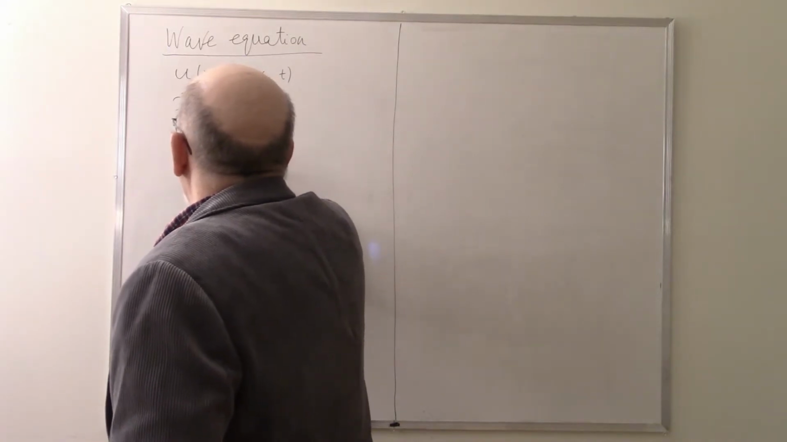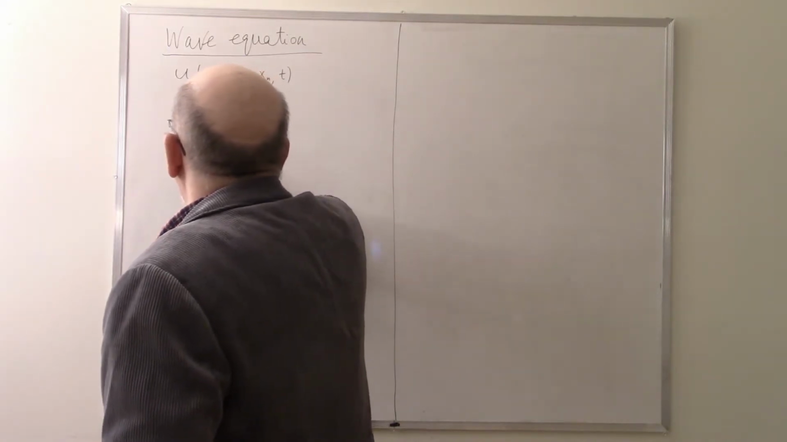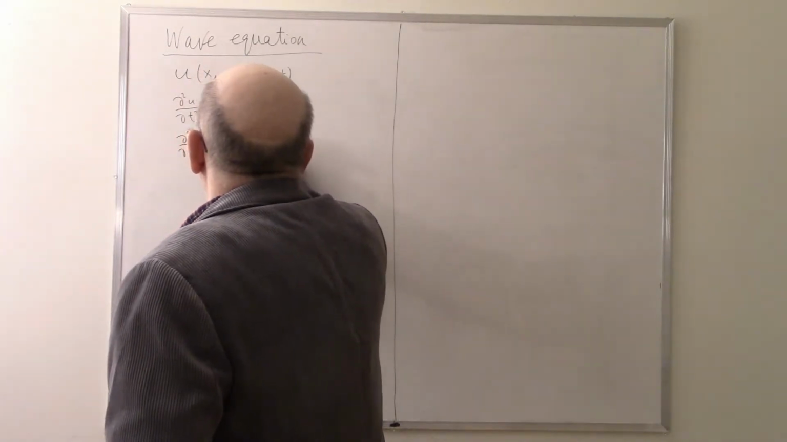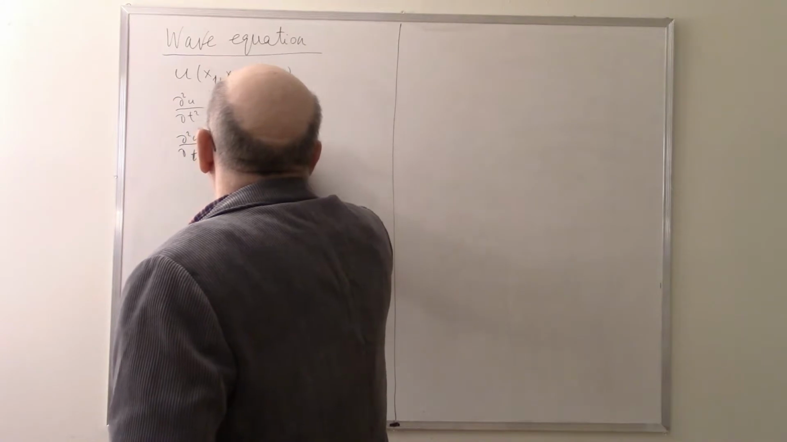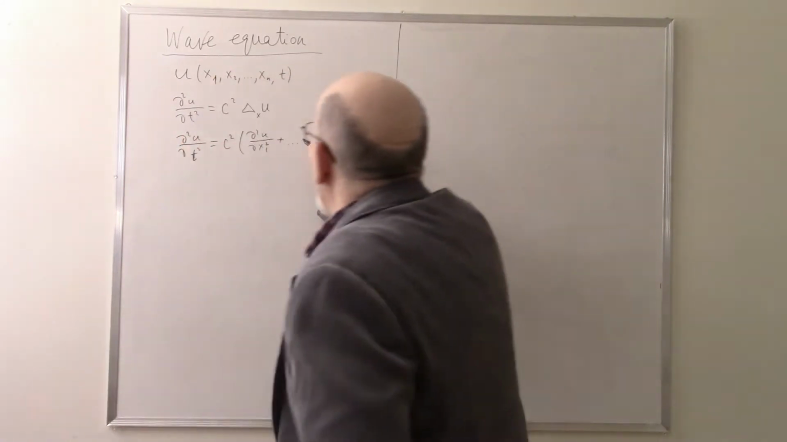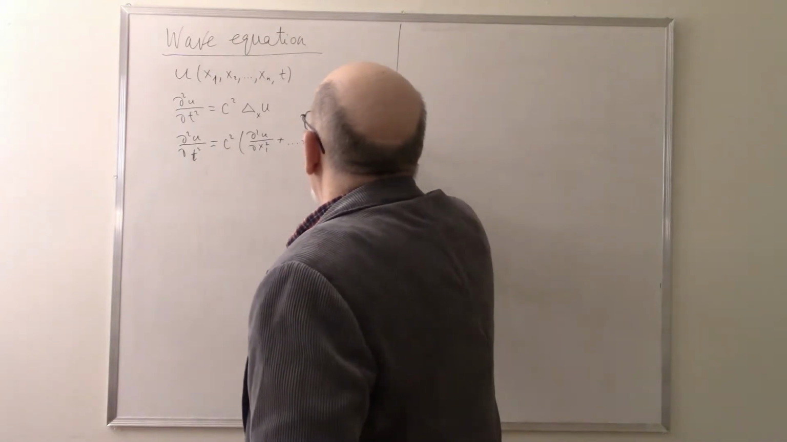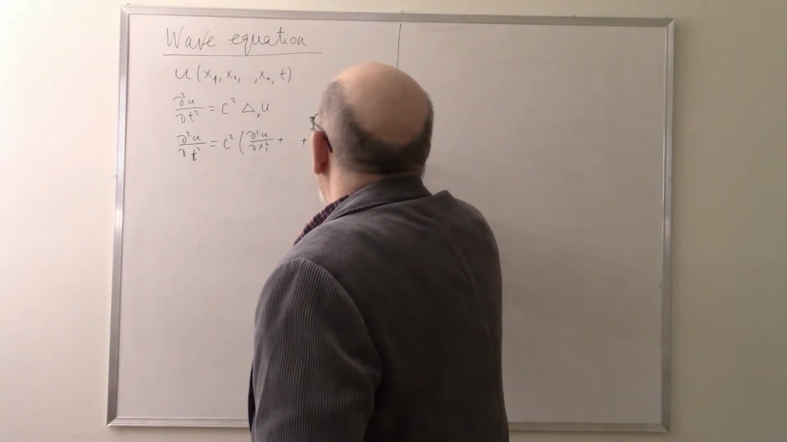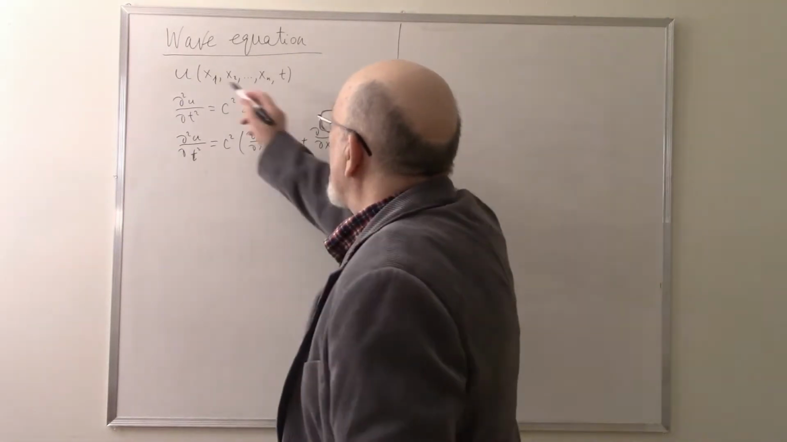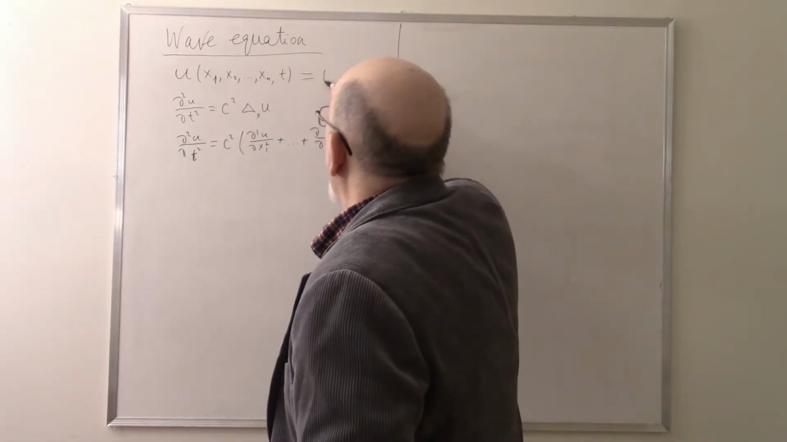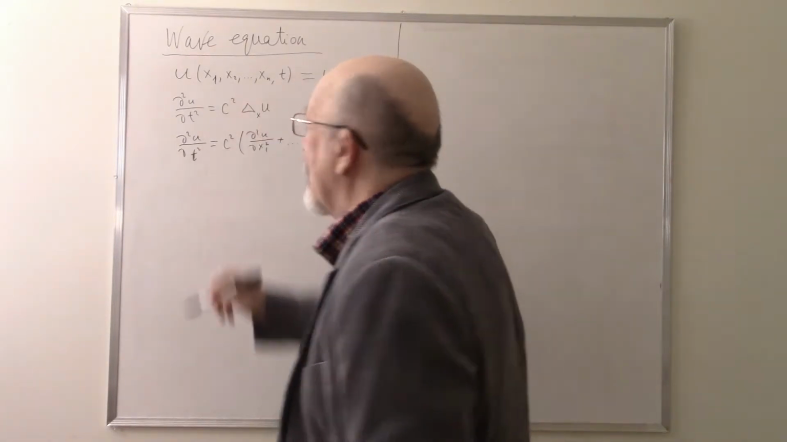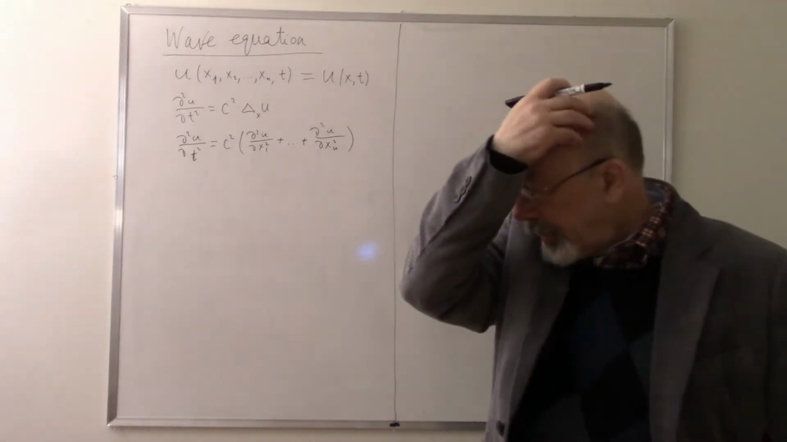d2u dt square equal c square d2u dx1 square plus and so on plus d2u dxn square. So u is a function of x and t. X is vector x1, x2, xn.